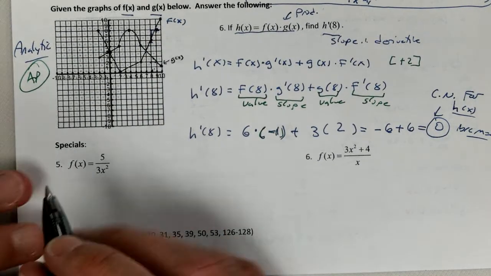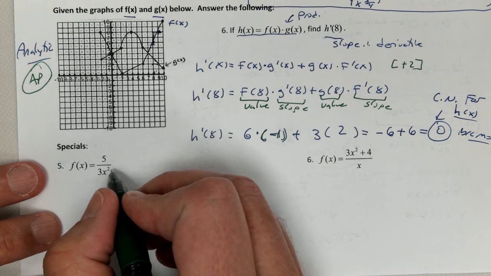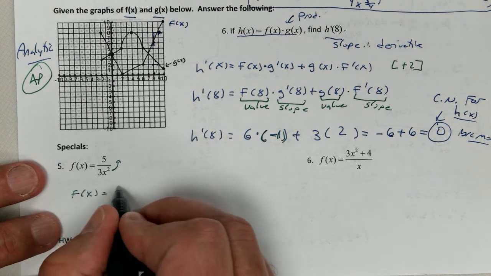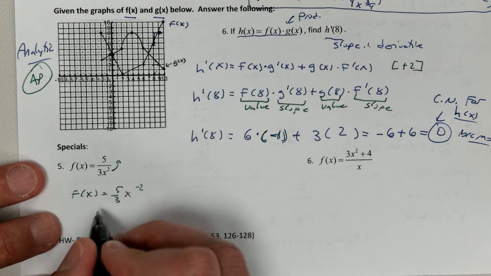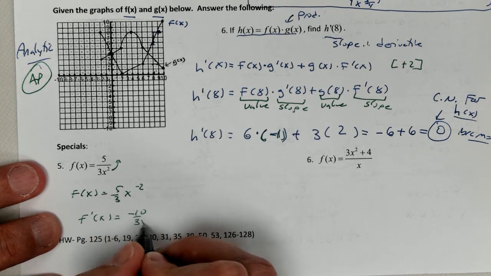All right, you're going to see questions like this on your homework tonight. So I just want to take a look here. There's really nothing special about these. We'll just kind of review. I can bring my x squared to the top, right? This just becomes f of x equals 5/3 x to the negative 2. Taking the derivative now, we get negative 10/3 over x cubed.